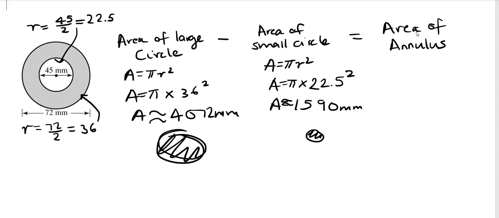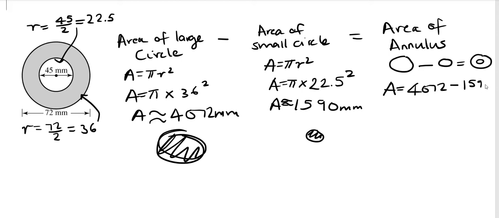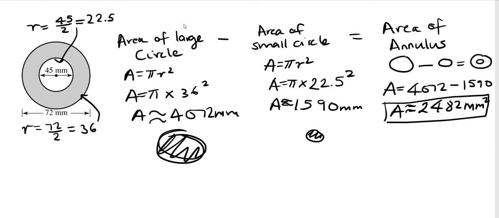So now that I've got the area of that large circle, I've got the area of the small circle. To find the area of the annulus, I just subtract the small circle from the bigger circle. So big circle, take away small circle, will leave me with that ring. Okay, so area of the large circle, so I have A for area, is equal to 4,072. Take away the small circle, which is 1,590. Area will be equal to, you can put that straight into your calculator, and we get 2,482 millimeters squared. So we'll put approximately because we have rounded off. So the area of that ring, the annulus, is there.